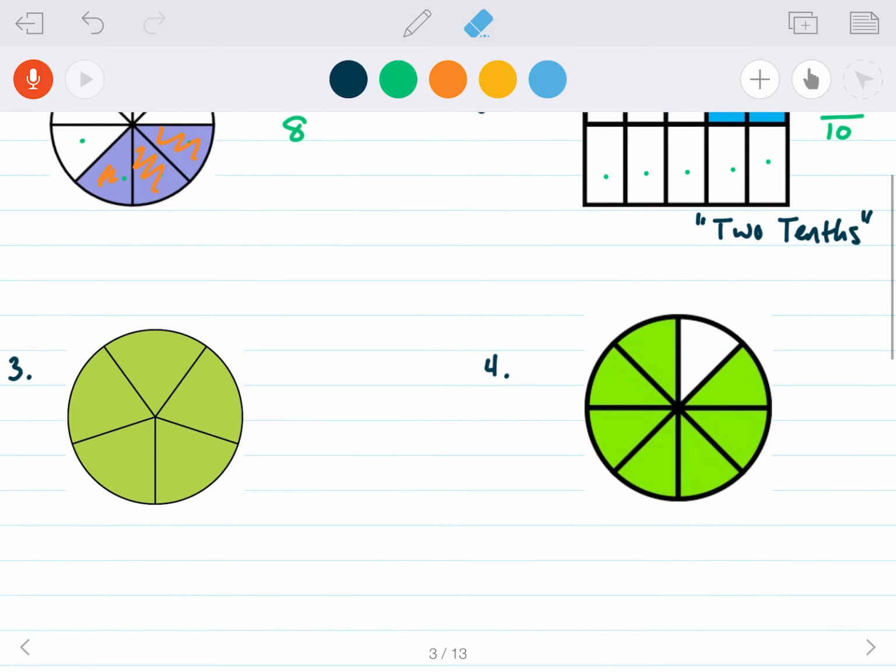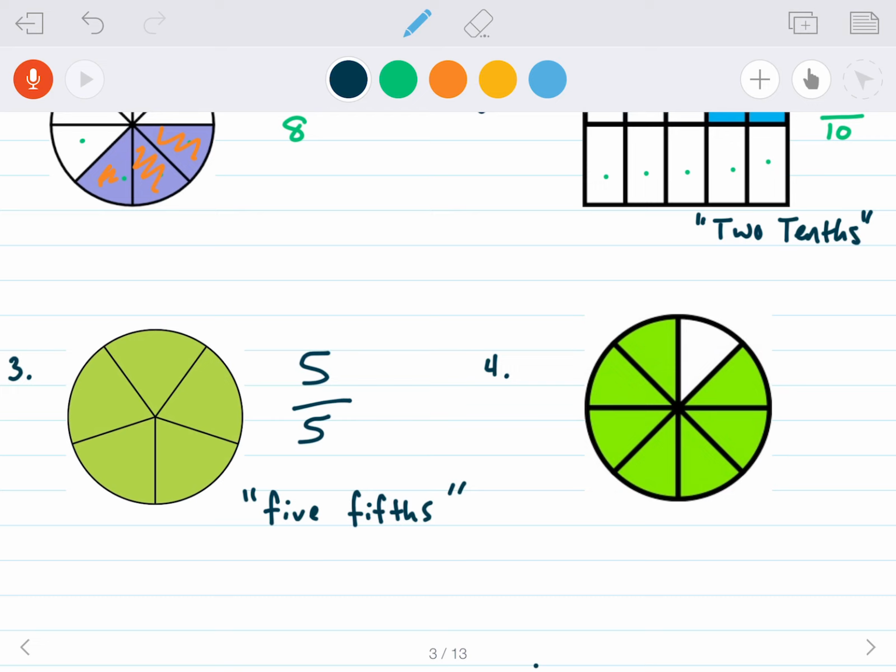Now let's look at number 3. We have 1, 2, 3, 4, 5 total pieces. And how many are shaded? Well, they're all shaded. All 5 are shaded. And you'll notice that 5 out of 5 equals 1 whole. So 5 out of 5, we can say this is 5 for the numerator, and then the denominator is fifths. 5/5.